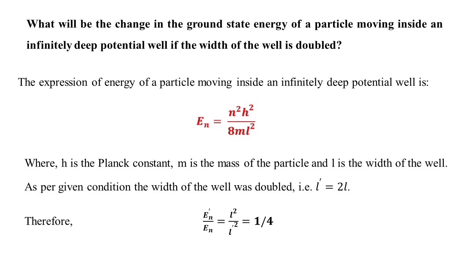So now what happens to the energy: L is multiplied by 2. En is n²h²/8mL², then En' will be n²h²/8m(2L)², that is 4L². So if I divide them, En'/En is 1/4. So the energy decreases compared to the initial energy by 4 times.